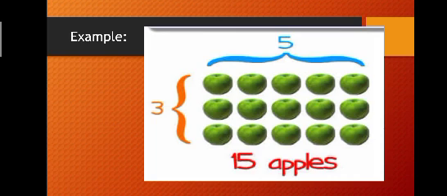Dear students, now we are going to watch a video where we will learn how to multiply a 2-digit number with a 1-digit number. All of you have to listen very carefully.